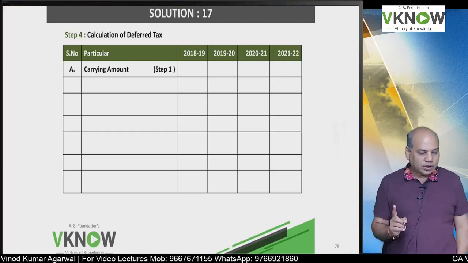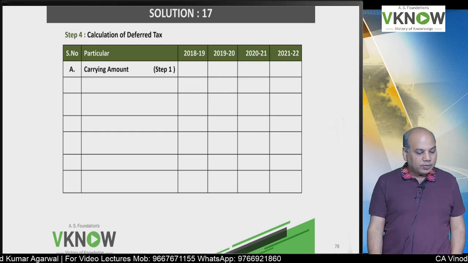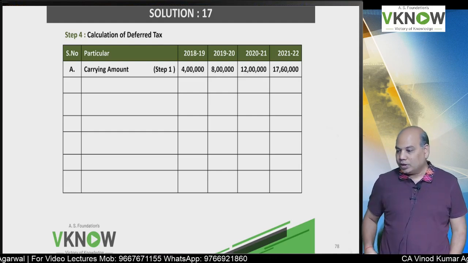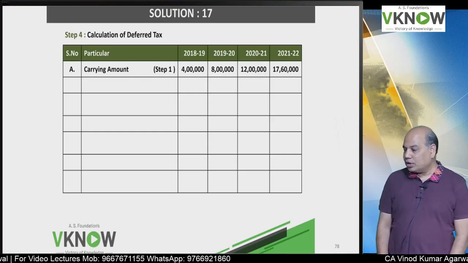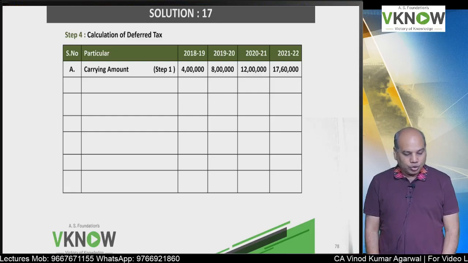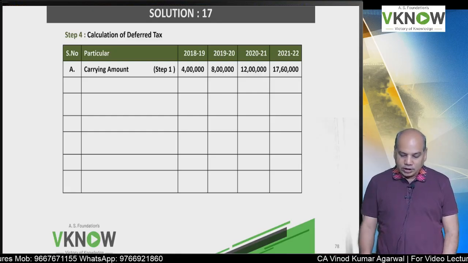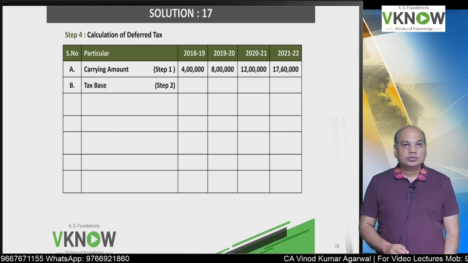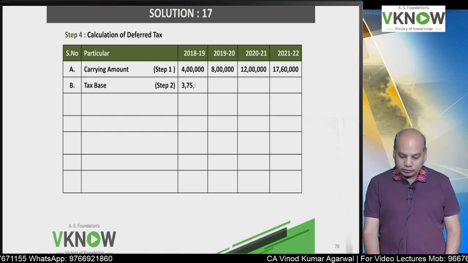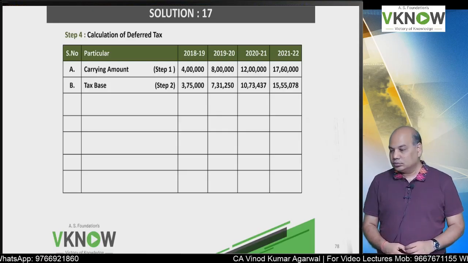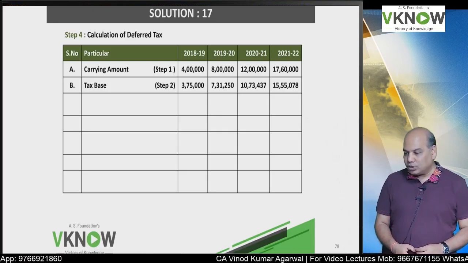Carrying amount is your step 1. Step 1 last line. Copy. 4 lakh, 8 lakh, 12 lakh, 17 lakh 60,000. Tax base. Step 2 last line. Check.